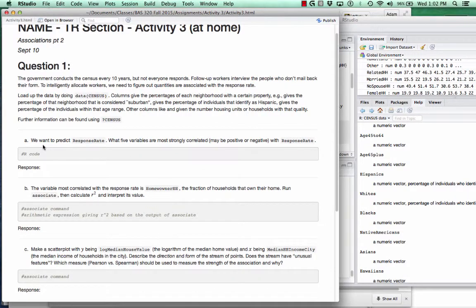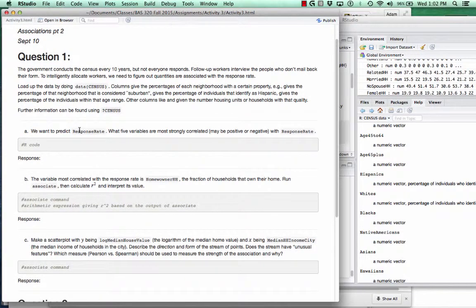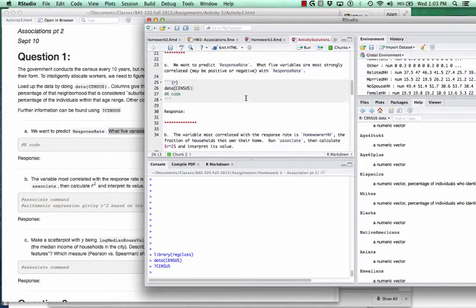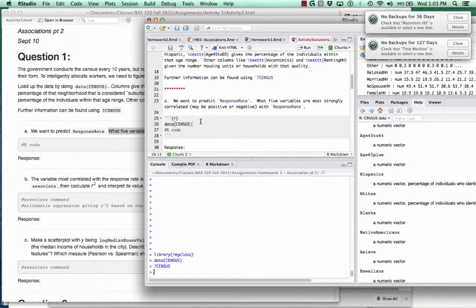Okay, so what we want to do is predict response rate. We'd like to know what factors seem to matter when determining the response rate for each census block here. So our first question is to pick out 5 variables that are the most strongly correlated with response rate. All right, so we can analyze all the associations, all the correlations directly by using the command allCorrelations or by using the command cor.matrix.